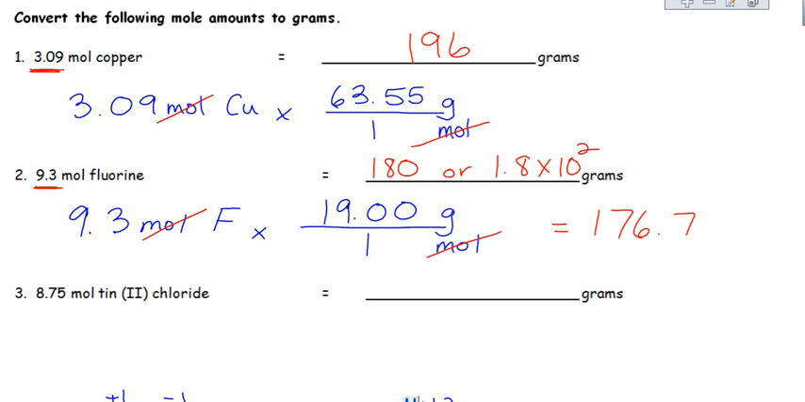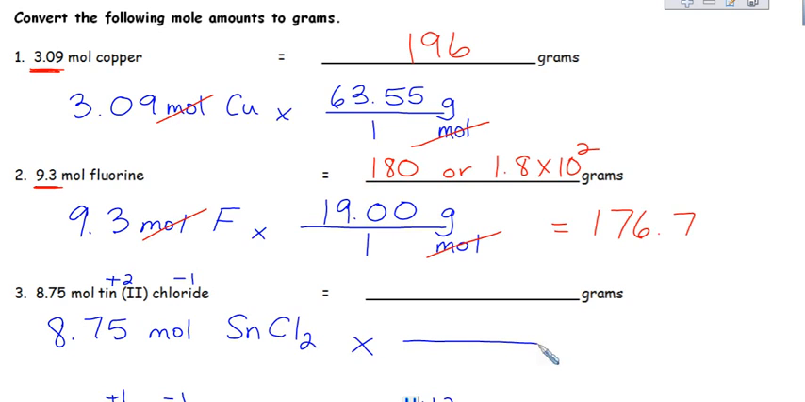For example, let's say I do this last one here. Tin 2 chloride. So tin is plus 2, chlorine is minus 1. I have 8.75 moles of tin, and I'm going to need 2 chlorine to make this neutral. I want to set up my proportion to cancel moles and switch to grams. Every proportion is set up the same way. We want grams, we want to cancel moles.